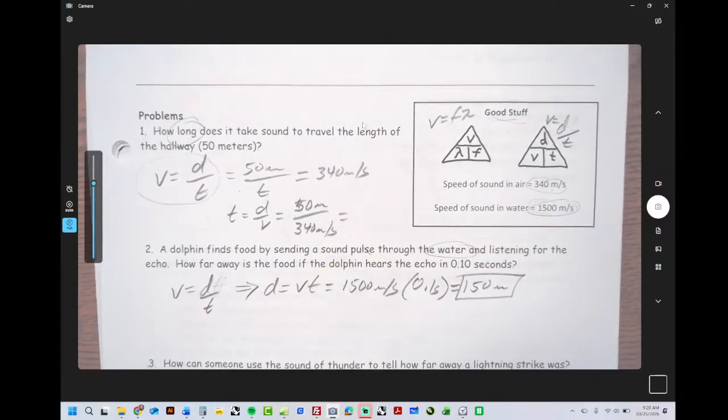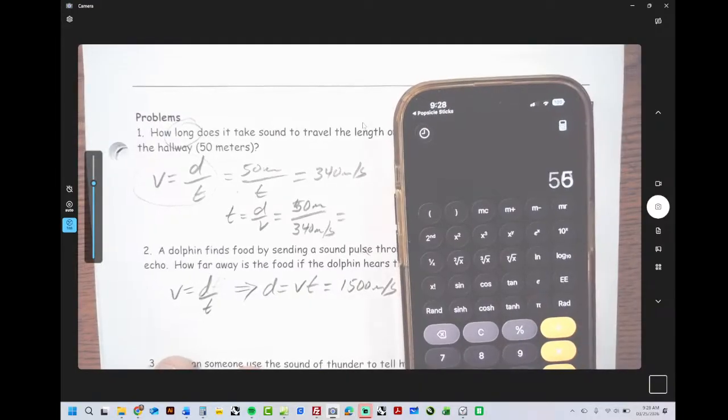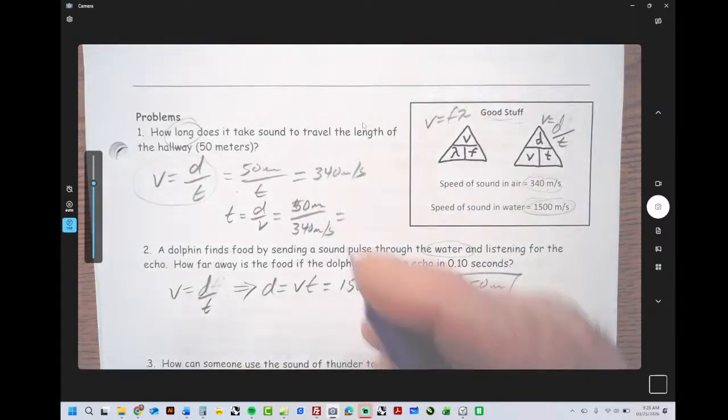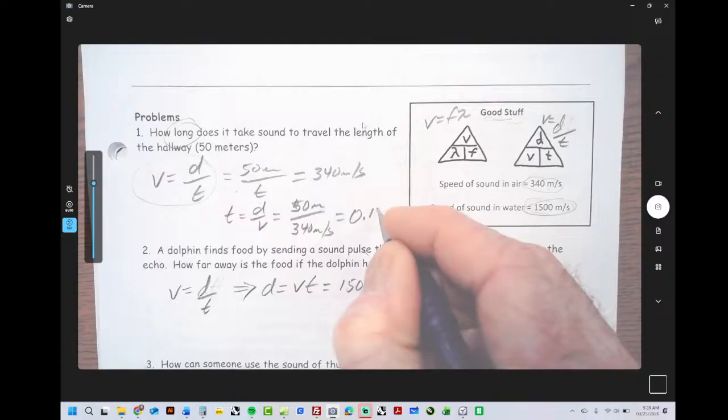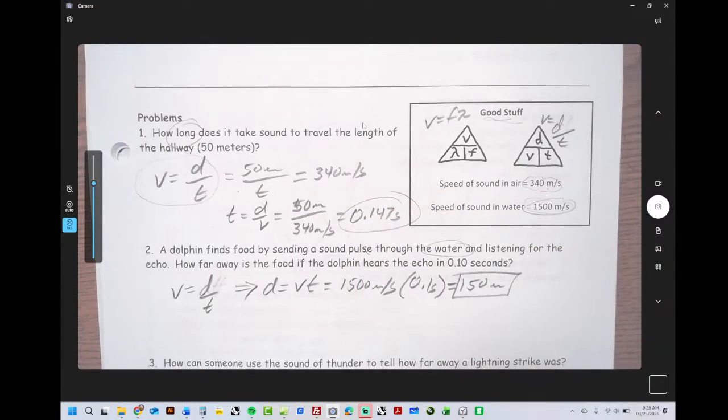And I'll just check your math on that. 0.147, 50 divided by 340. Yeah, 0.147, and the units would be what? Seconds. So not very long, but not insignificant.